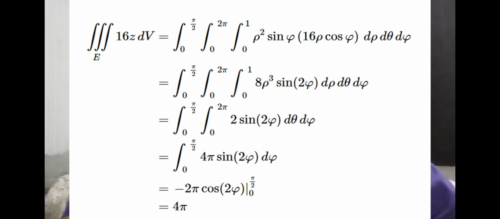So now we plug in the formula for a triple integral in spherical coordinates, as well as plug in the formula for z in terms of spherical coordinates we saw earlier, and then do the integral. Once we do all of our steps for computing integrals from calculus 1 and 2, we get 4 pi as our final answer.